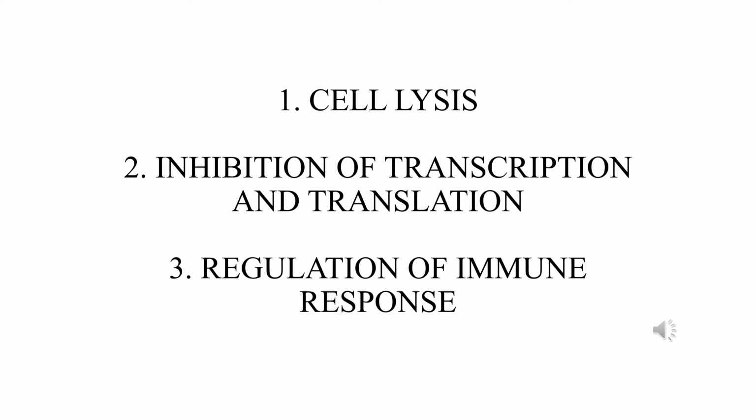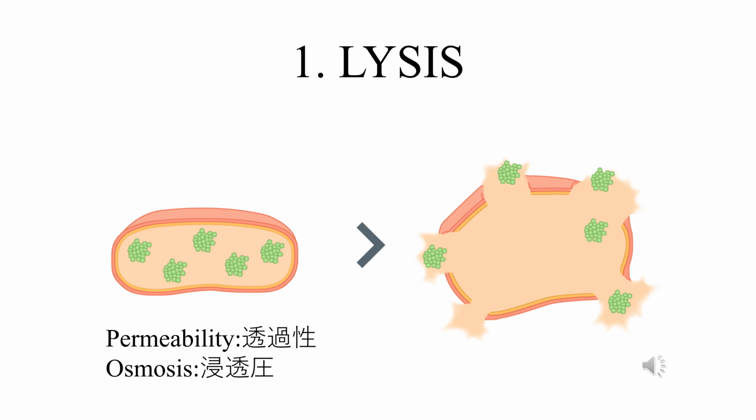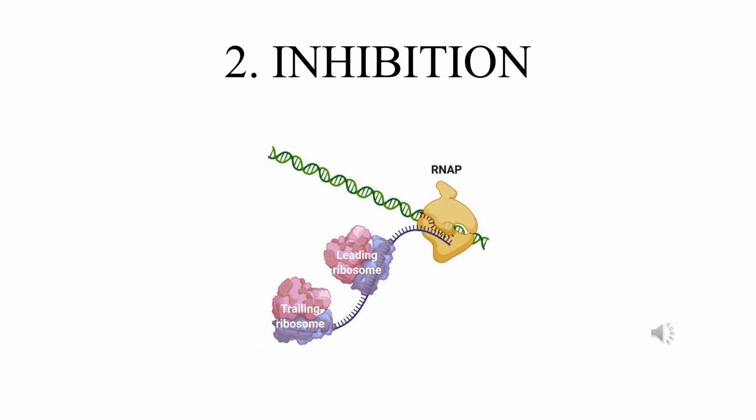They do these functions by producing them: cell lysis, inhibition of transcription and translation, and regulation of immune response. Cell lysis: alpha defensin increases the permeability of bacterial membranes, causing cell lysis by osmosis. Alpha defensin binds to specific proteins in the cell and inhibits biochemical processes. Inhibition of the transcription and translation process leads to cell death.